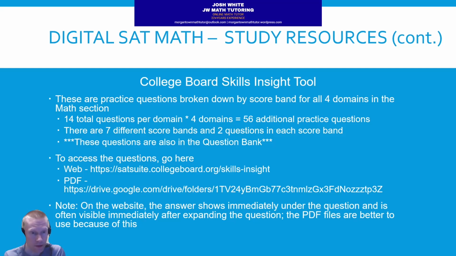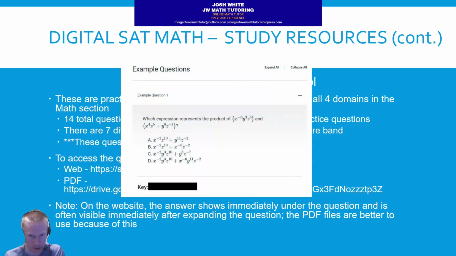Now, one thing just to keep in mind, so on the website, if you go to access them, basically you choose the domain, then you choose the score band, and then at the bottom of the page, it'll say example 1, example 2. But you have to expand each of them. You have to click a plus sign to expand the question. But the way they have the formatting set up, the answer is immediately under the question. So as soon as you expand it, you're going to see what the answer is right away without even having a chance to solve it or cover the screen. So that's why I like to use the PDF files instead of the website. So just do keep that in mind.